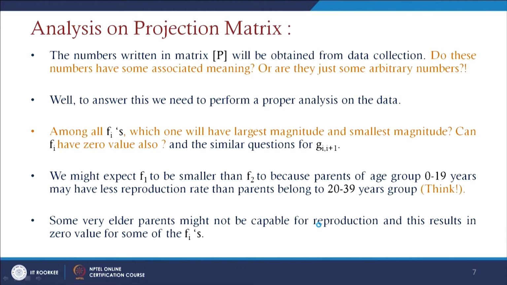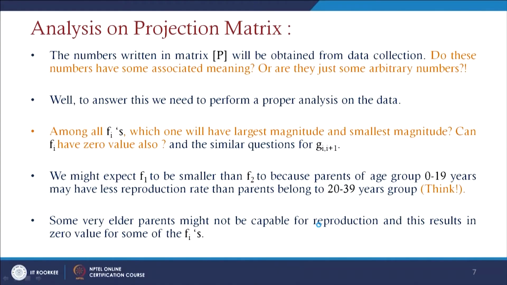Among all Fi, which one will have the largest magnitude and the smallest magnitude? Can Fi have a 0 value also? And similar questions for gi i plus 1, since how many people are surviving after 19 or after 39. So every possibility we have to consider when we define this model.